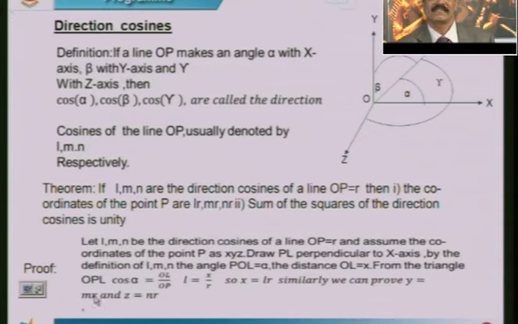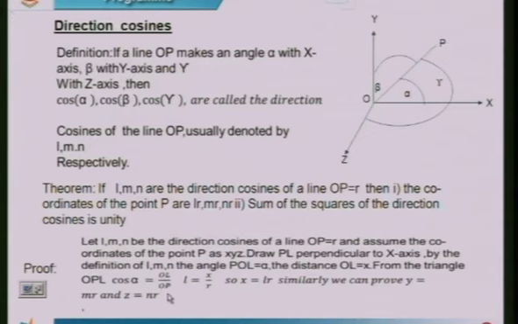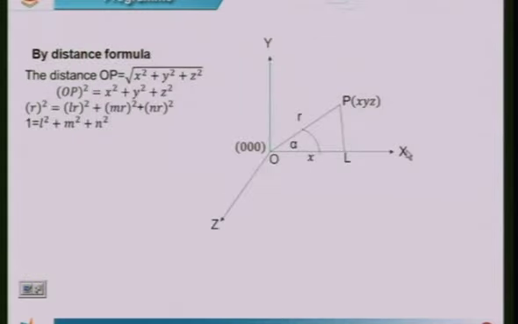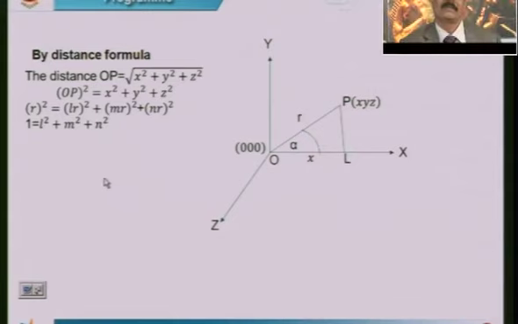You just see this here. In the triangle OPL, cos alpha is OL by OP. Then substitute for OL, it's x, and OP is r. So I am interested in x, so x is lr, very clear. Exactly similar to this, suppose instead of the X axis we have the Y axis here. Then automatically this angle becomes beta and this distance becomes y. So exactly similar to the previous one, you get cos beta equal to y by r, so y equal to mr.